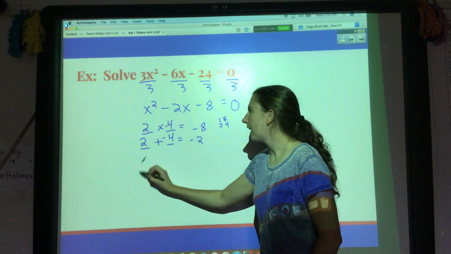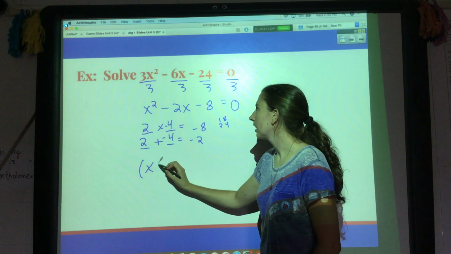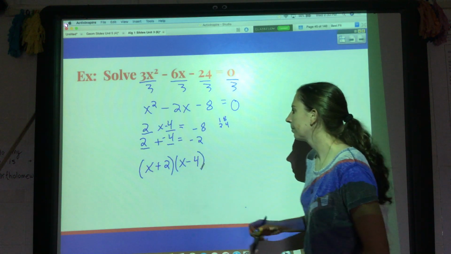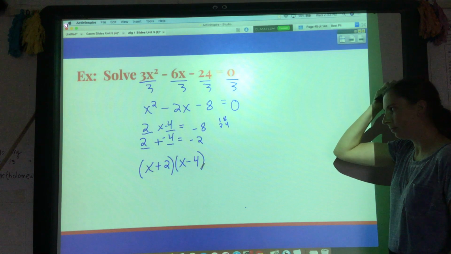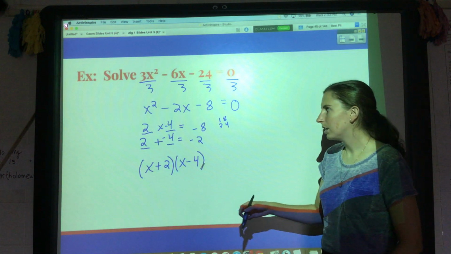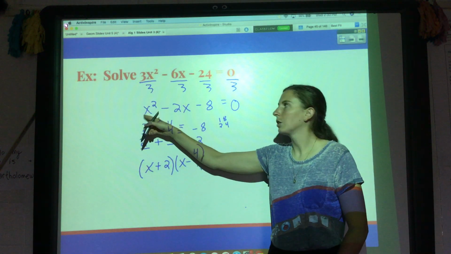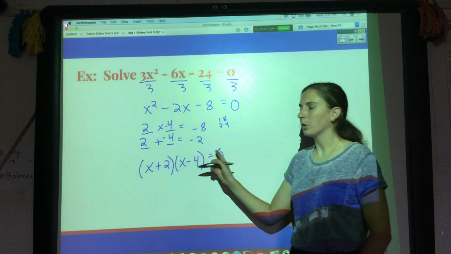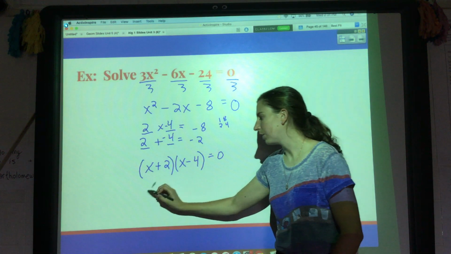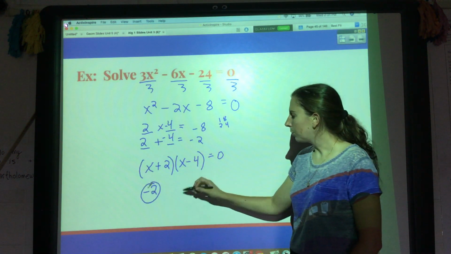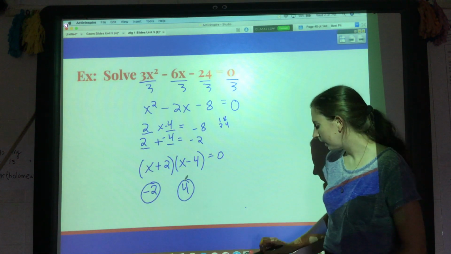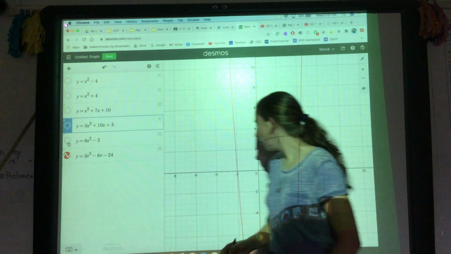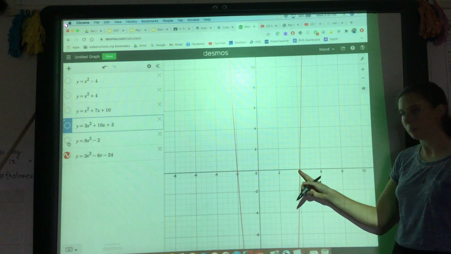So fill those into your factors. x plus 2, x minus 4. And I don't need to divide or slide because it was just a 1 in front because we got rid of the 3, so don't worry about that. And now just set those both equal to 0 and solve. This one will give you negative 2, this one will give you positive 4. And again, if we look at the graph one last time, here's the graph at negative 2 and positive 4.